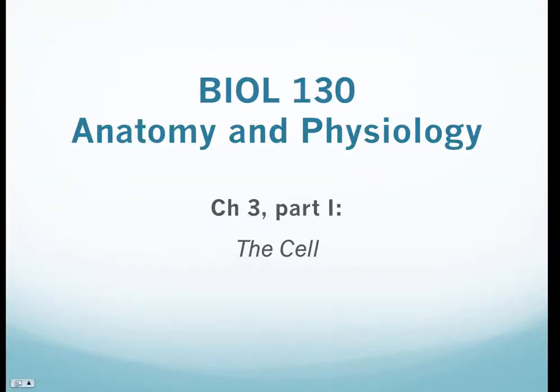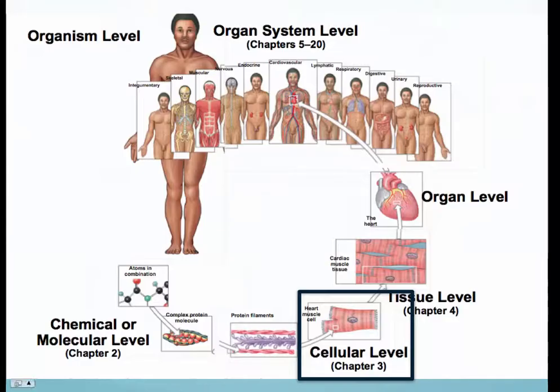In this video lecture, we're going to go over Chapter 3, looking at the cell. So far, we looked at the chemical molecular level and how atoms can come together by sharing or donating those electrons to form inorganic and organic compounds or molecules. We're going to take all those different structures that we learned already and start putting them together, starting off here with the cellular level.